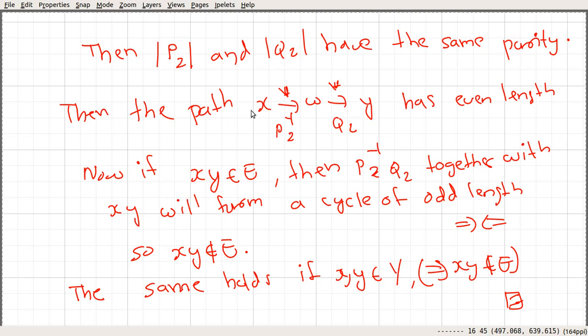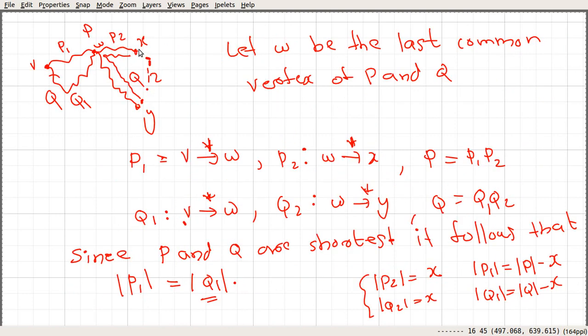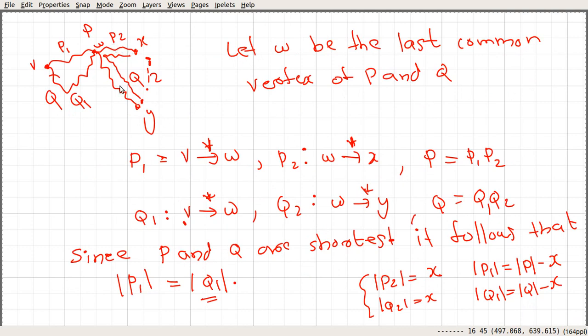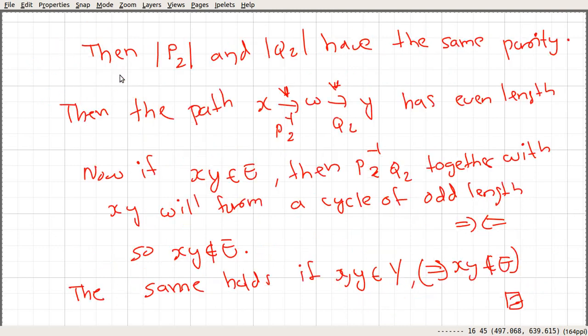Next, consider the reverse path. This path from x to y, that is p2 inverse followed by q2. So the path x w y, that is p2 inverse q2, has even length. Because of that reason, either both p2 and q2 have odd parity or both have even parity. So odd plus odd is even, and even plus even is even, and because of that, the path has even parity.